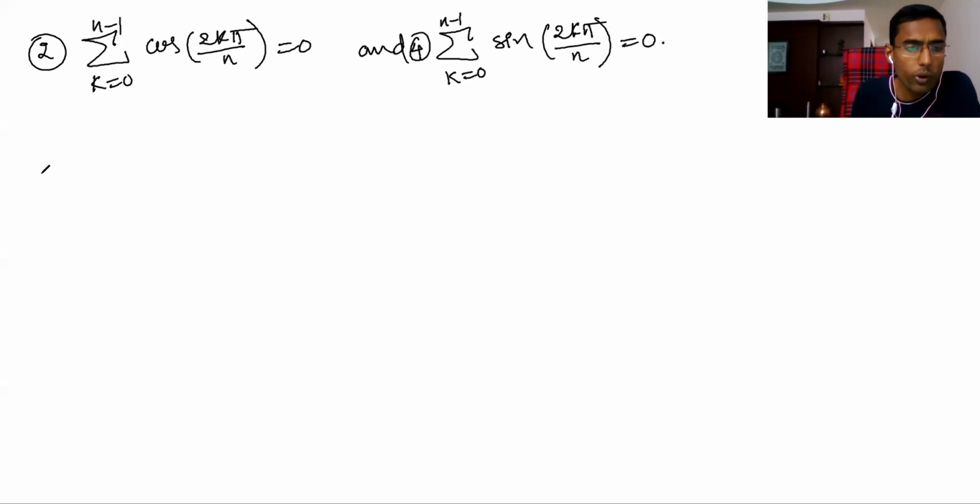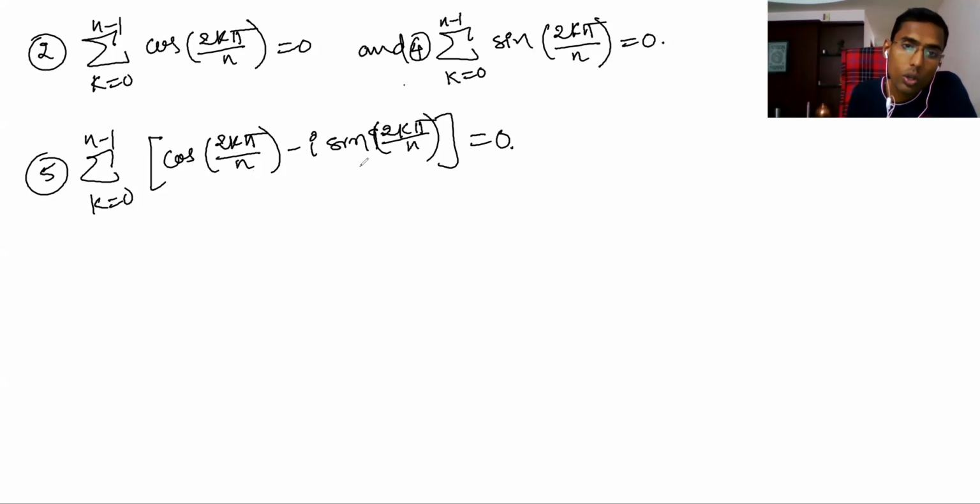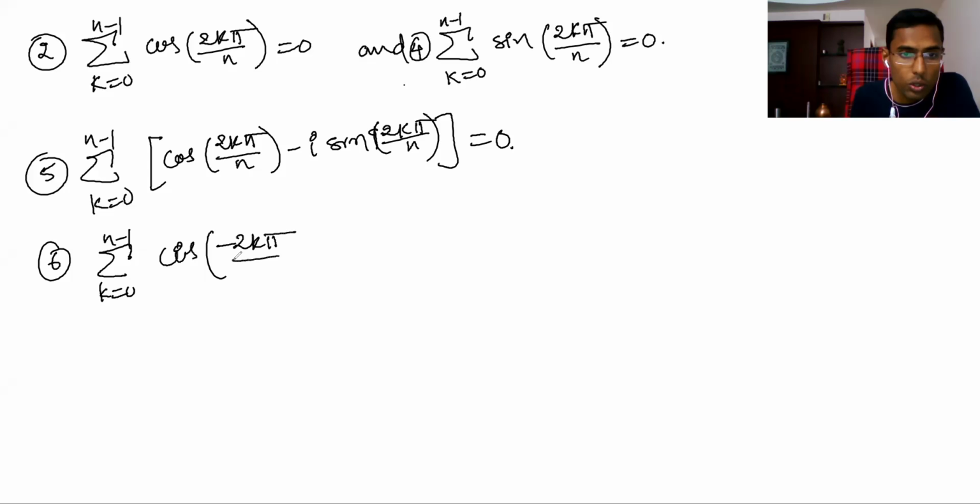From that, I can write it like this also: the summation k equal to 0 to n minus 1. Anyway, this is 0, therefore I can write cos 2kπ/n minus i sin 2kπ/n. This i sin 2kπ/n is also 0. Try to understand this one. What is this? The summation k equal to 0 to n minus 1 of cis of minus 2kπ/n. This is also 0.